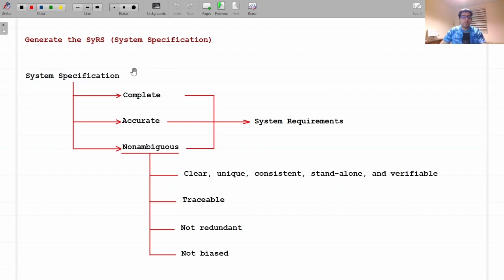The SYRS, which is often called the system specification, is a baseline set of complete, accurate, non-ambiguous system requirements, recorded in the requirements database and accessible to all parties. To be non-ambiguous, requirements must be broken down into constituent parts in a traceable hierarchy such that each individual requirement statement is clear, unique, consistent, standalone, or not grouped, and verifiable.